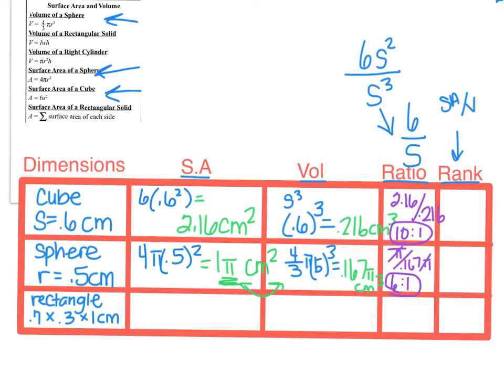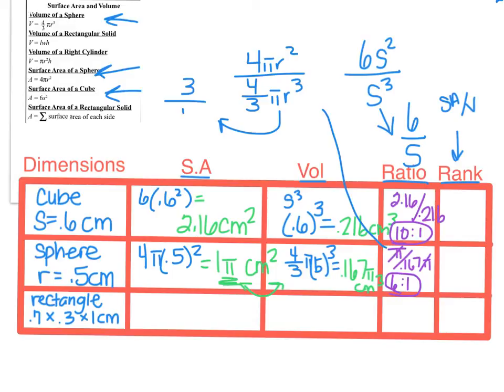Now there's also a shortcut on this one to double check yourself. If you take your formula for surface area, 4 pi r squared, over your formula for volume, 4/3 pi r to the third, and reduce that, it turns out that 3 over r is a shortcut to get your surface area to volume ratio. So we can double check this. And 3 divided by 0.5 gives us 6. And so our 6:1 ratio works. So now we've got a 10:1 and a 6:1.